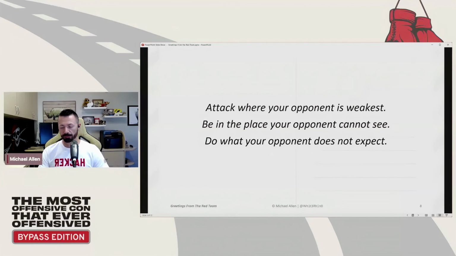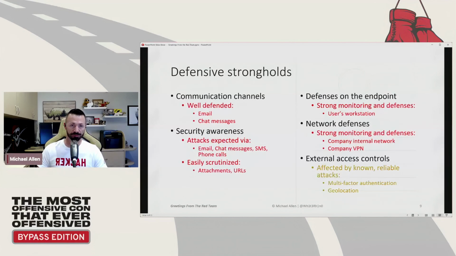But when you're stuck in that head to head mindset, it's easy to let things like this go by the wayside. So attack where your opponent is weakest, be in the place your opponent cannot see, do what your opponent does not expect. And again, fairly obvious things. If you can do these things, then you're probably going to succeed in some kind of conflict, whatever that may be.